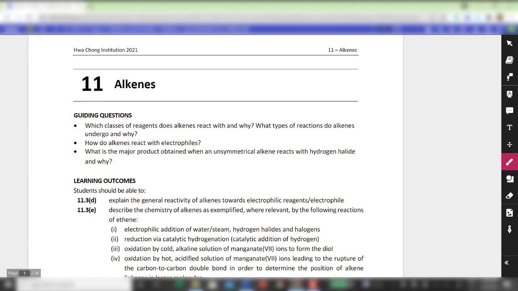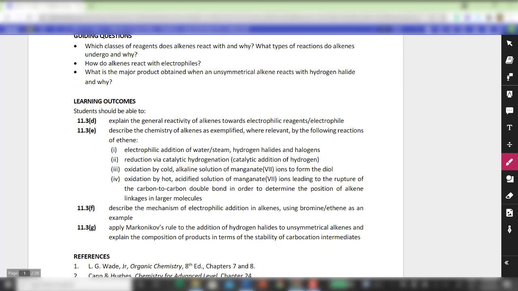Hello students, we are going to look at chapter 11 on alkenes. Alkenes will be relatively different from alkanes because alkanes, if you remember, contain all single bonds, CC single bonds or CH single bonds, and these bonds are relatively strong, which make them non-polar. So in order to force it to react, you need a very reactive species such as a radical.